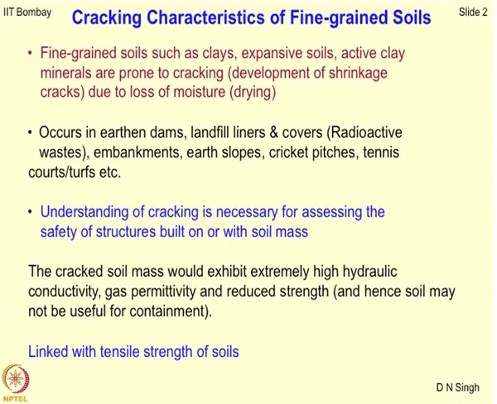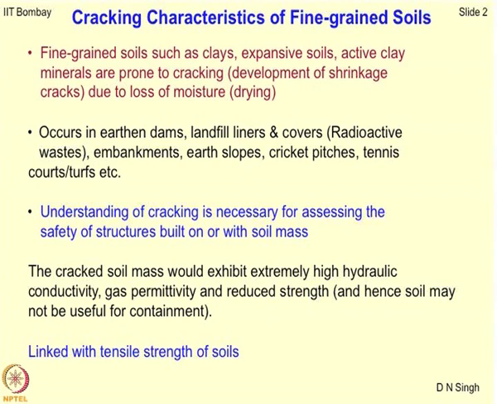So that's why in most of the situations, fine grained soils are considered when we talk about cracking phenomena. And it so happens that these type of soils are very active: their surface areas are very high, cation exchange capacity is very high, their swelling potentials are high, mineralogy is very active, they shrink a lot and so on, and that's the reason that cracks are associated with fine grained material.